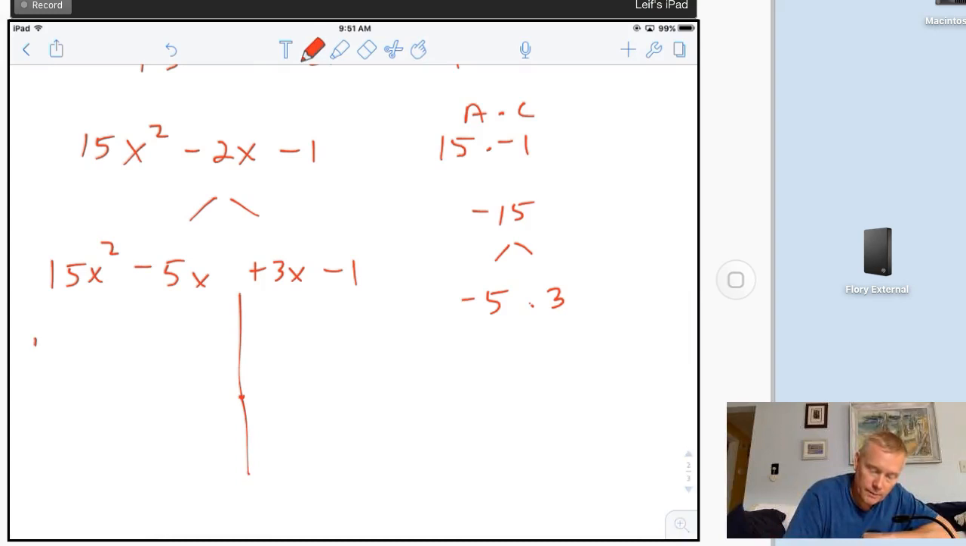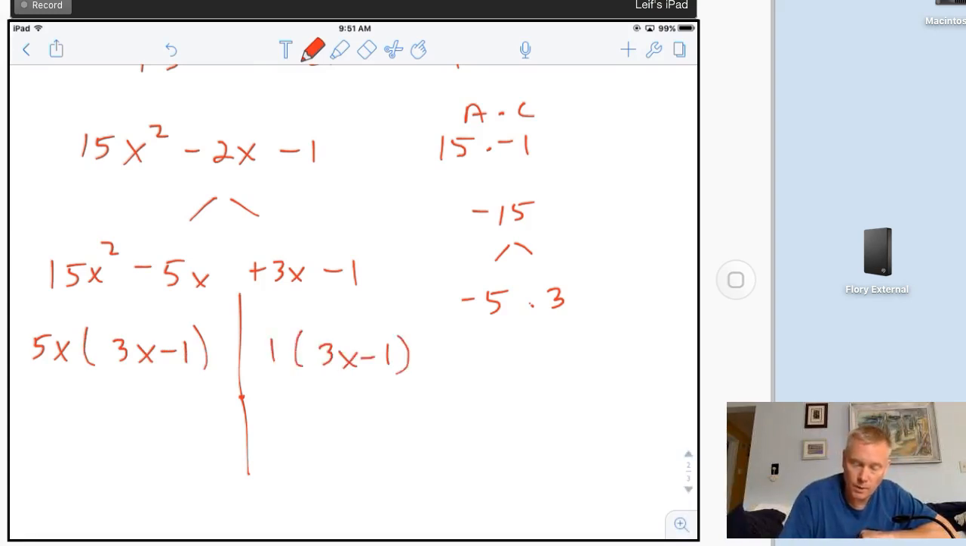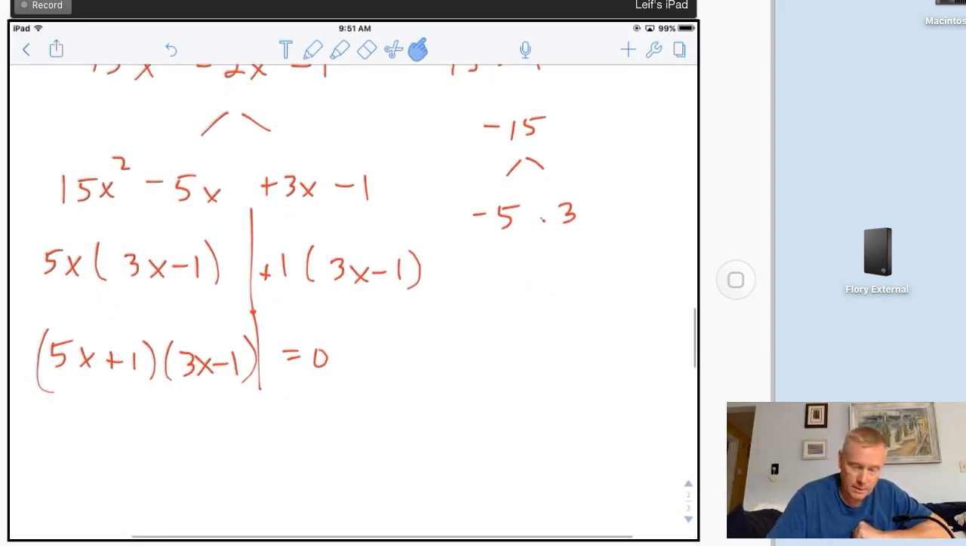And I pull out a 5 and an x here. Leaves me with 3x minus 1. And over here, 3x minus 1. I can always pull out a 1, which means, in parentheses, I got my 5x plus 1. The other parentheses is 3x minus 1. And I'm not done. I need to solve this out.